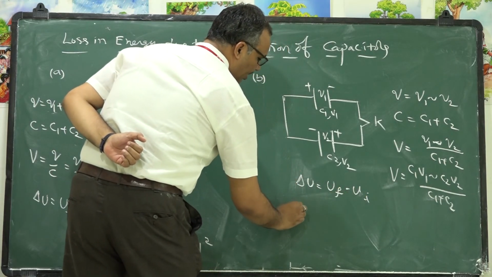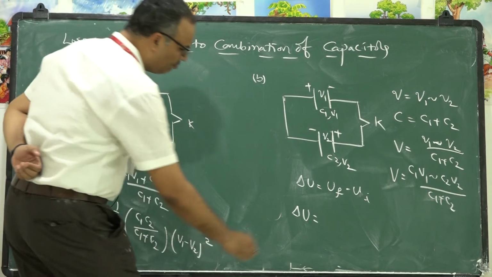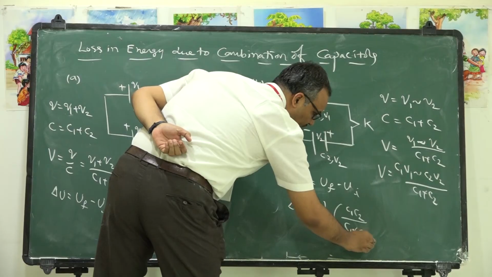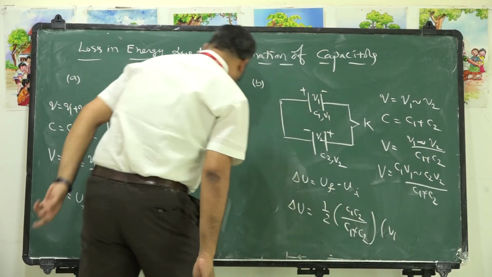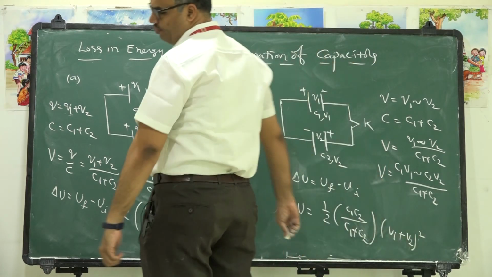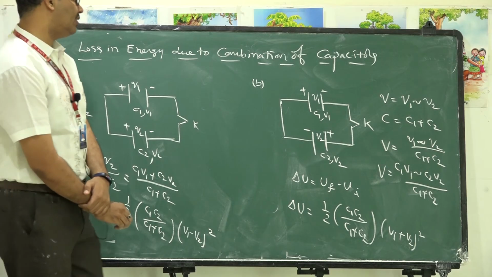So the loss in energy you can calculate by using the formula half into C1 C2 by C1 plus C2 into V1 plus V2 whole square. V1 plus V2 whole square. The loss in energy can be calculated by using this formula.